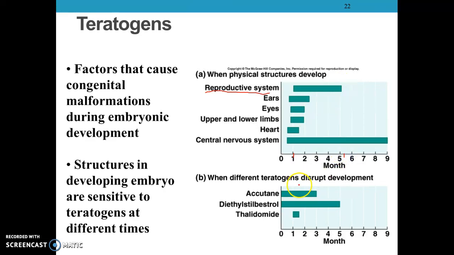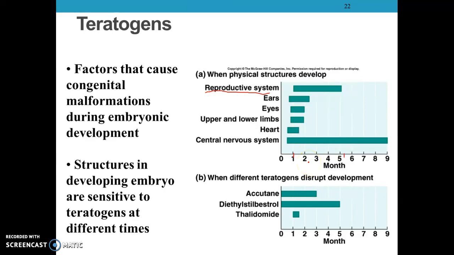So what this means is that there are certain teratogens, certain chemicals that, if they are somehow introduced into the embryo or into the fetus's blood during this time period, can cause damage to the developing reproductive system. Same thing with the ears, eyes, upper and lower limbs, and the heart. Those all develop a little bit earlier, and they're done by like the second month.